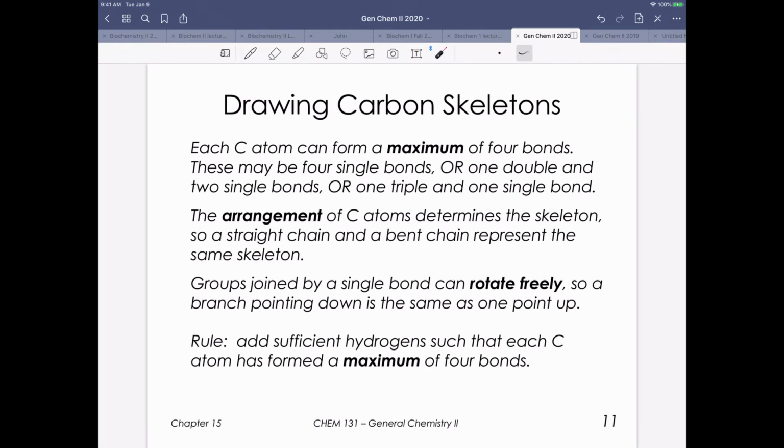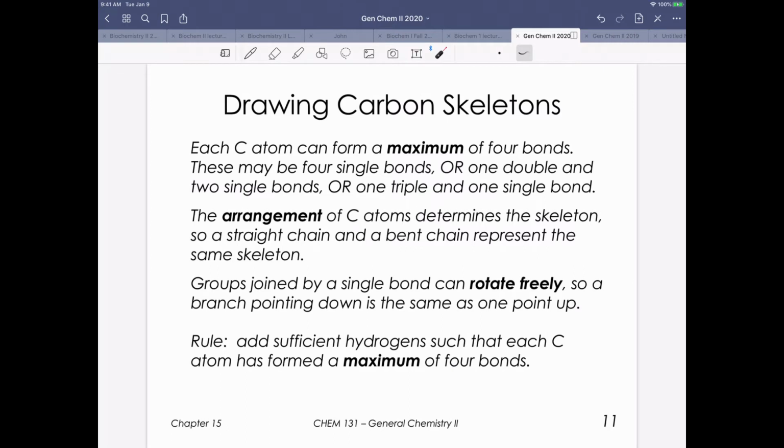So when we draw these carbon skeletons, remembering the magic number of 4, each carbon atom is going to have a maximum of 4 bonds. We can have 4 single, we can have 1 double and 2 singles, 1 triple and 1 single, lots of ways that we can build carbon together. And that arrangement of carbon atoms is going to determine what we call the carbon skeleton. That's going to be kind of the building block of our molecule.